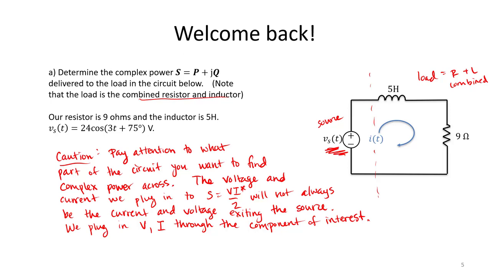For the case of this problem, we do plug in the voltage and current that are exiting the source, because that is the voltage and current that our load sees. But we'll do some other examples later where the voltage and current we plug in for complex power are not the same as the voltage and current through our source. So just something to watch out for.